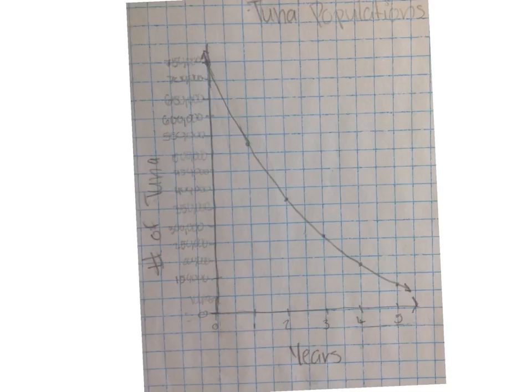Now I'm going to show you our graph of the problem. As you can see, on the x-axis, it has the years, and on the y-axis, it has the tuna population. Now, as you can see, it decreases, and the line is a curve because it's an exponential decay.